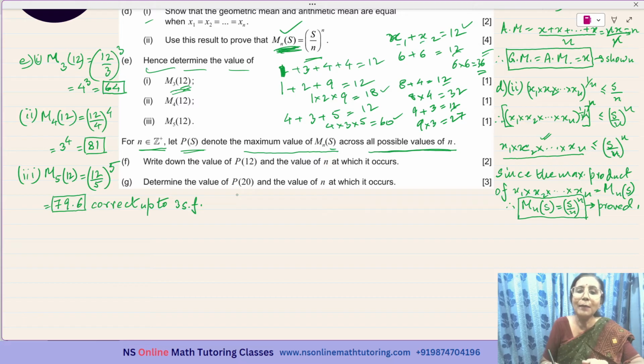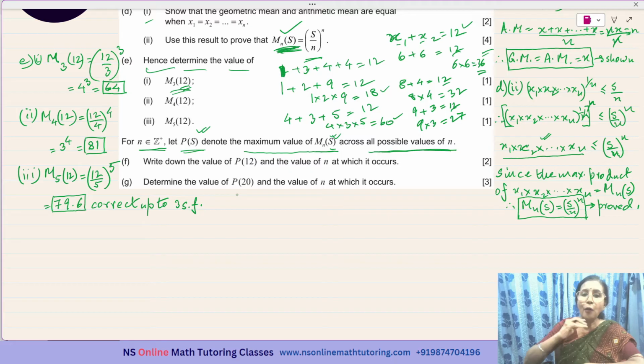Okay. And Mn of S: every time the sum total remains the same, no matter how many numbers you are having. Maybe we are starting with n equal to 2, then n equal to 3, then n equal to 4. Every time Mn of S is the maximum product for that many numbers. And P of S is the maximum of all the Mn of S values that we will be getting.